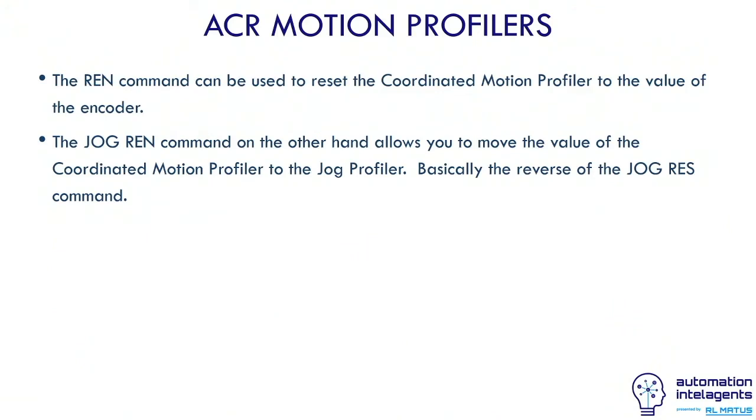Another command that's used to manipulate some of the motion profiler registers is the Ren command. The Ren command can be used to reset the coordinated motion profiler to a value of the encoder. The Jog Ren command, on the other hand, allows you to move the value of the coordinated motion profiler to the jog profiler, which is basically the reverse of the Jog Res command.